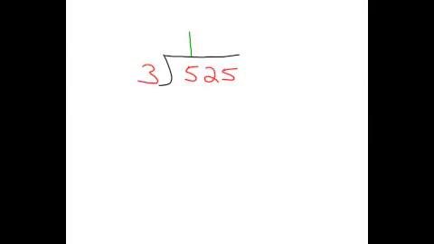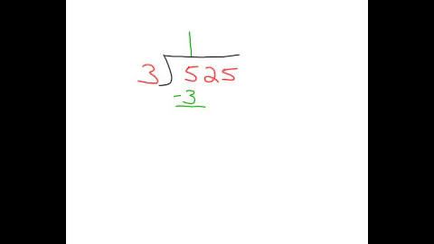This is a quick walkthrough of long division. So if we take 525 divided by 3, you first ask how many times does 3 go into 5? The answer is 1. Moving on, you do 1 times 3, put that underneath the 5 hundreds, and subtract.